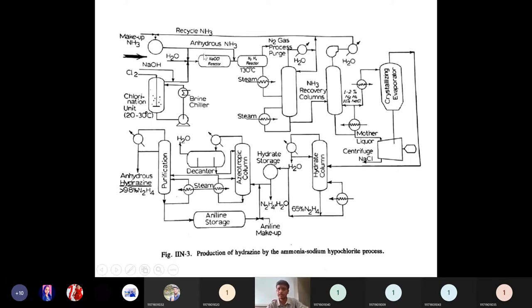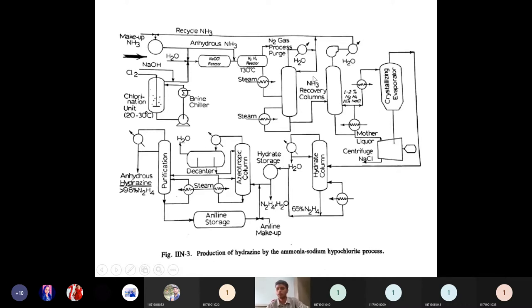Then in order to recover the unconverted NH3, a series of two distillation columns or recovery columns will be arranged. After recovering ammonia, this ammonia will be recycled back to the ammonia storage tank. Along with the makeup NH3, it will be sent to the NaOCl reactor or N2H4 reactor. So this N2H4 reactor needs to be maintained at 130 degrees centigrade.